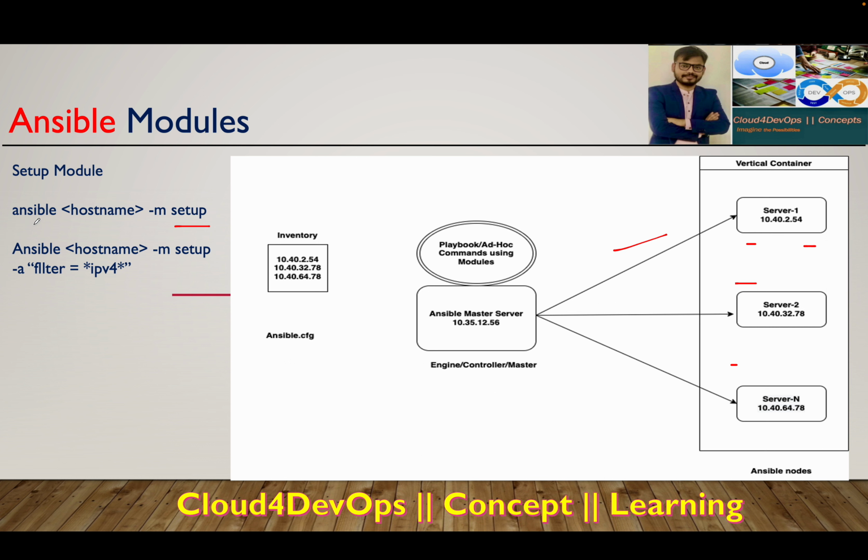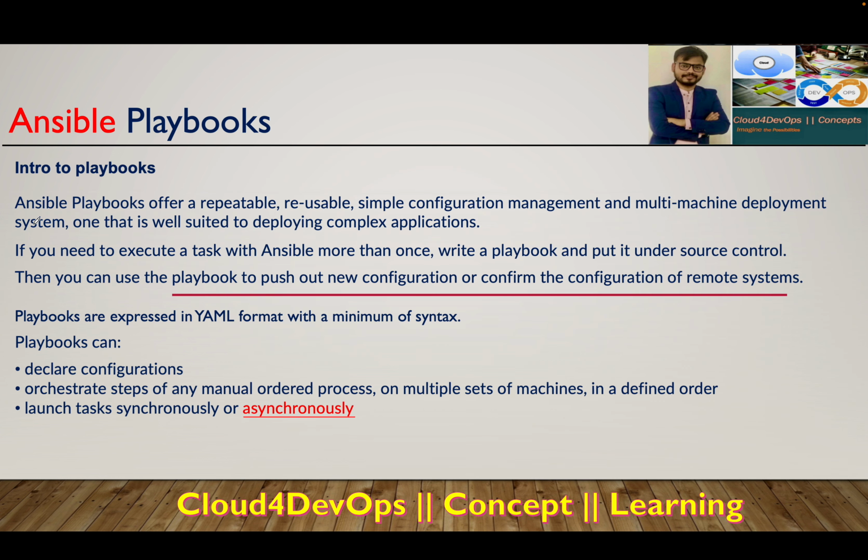Moving to the main agenda of this lecture, playbooks. Ansible Playbook is a very important factor from the Ansible perspective, because most organizations that use Ansible also use Playbooks, since a Playbook helps us write automation with Ansible. Why is Playbook so important? Because it offers a lot of different functionality. It offers repeatable, reusable, simple config management and a multi-machine deployment system, which is well suited for deploying complex applications.